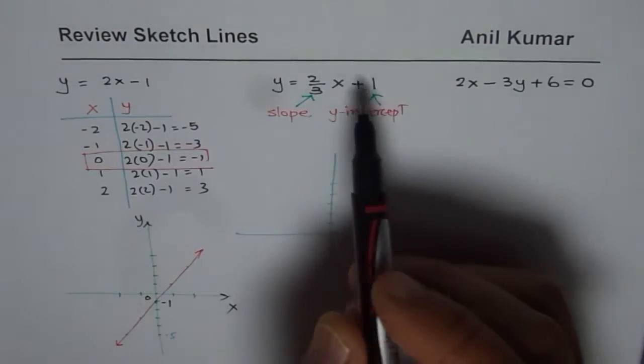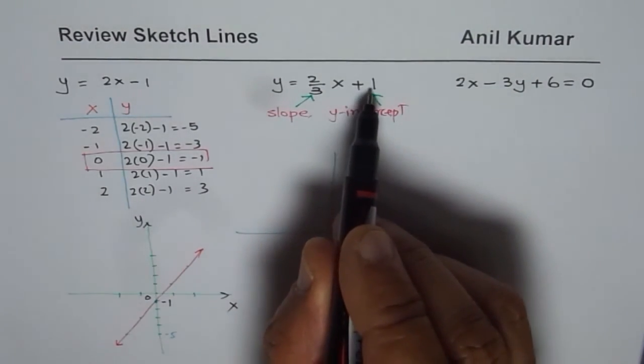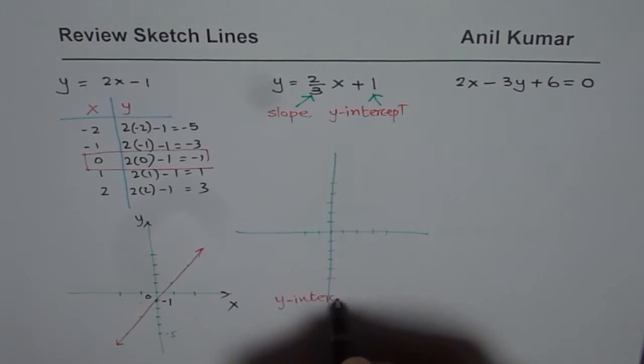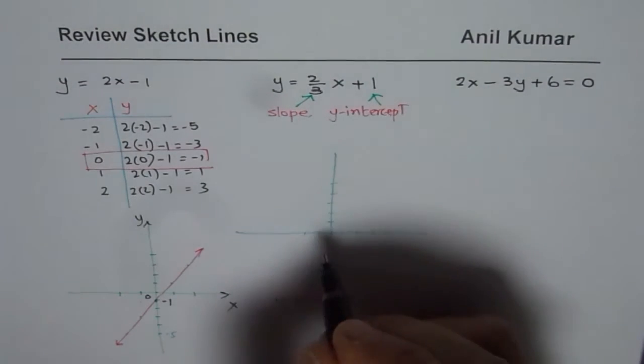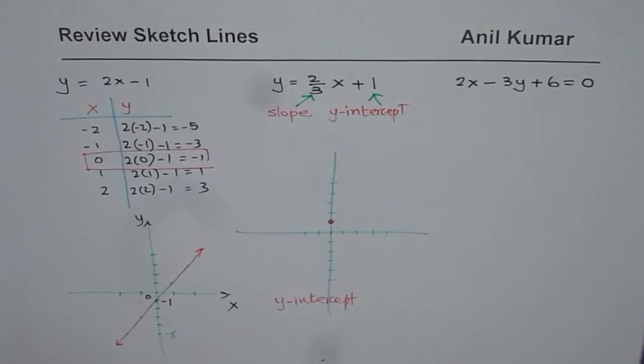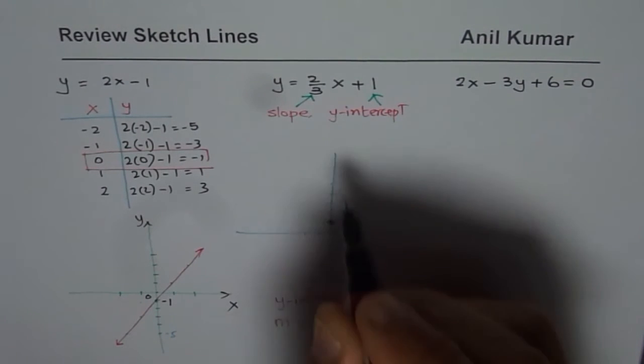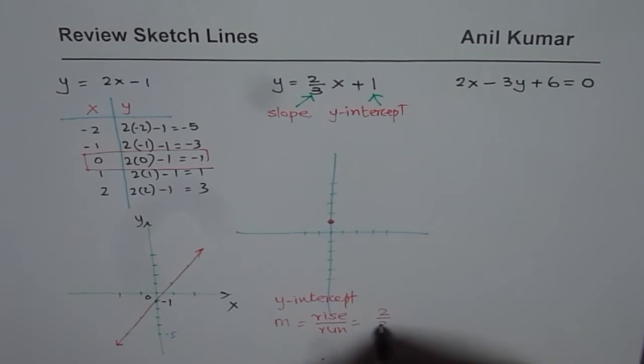Plot the points. To start with, the first point you should take is the y-intercept. So begin from the y-intercept, okay? Now in this equation, the y-intercept is at 1, so that is our first point to consider. And then you need to check the slope, m. Slope is rise over run. In our case, rise is 2 units, run is 3 units.